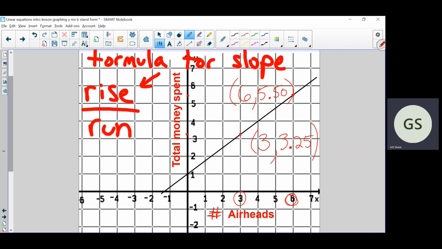So every possible combination on that line is an answer to that equation. The left side will equal the right. And it's an answer to the question of, well, if I buy this many airheads, how much money do I spend? I think we have taxes.